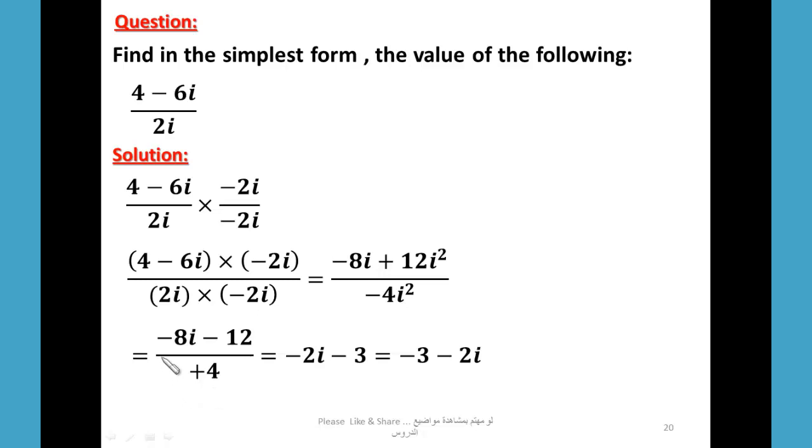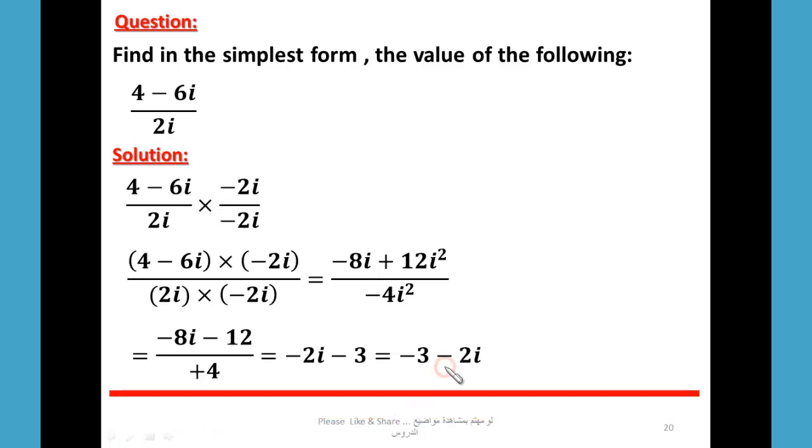And we divide. Negative 8i over 4 is negative 2i. Negative 12 over 4 equals negative 3. And we arrange it: negative 3 minus 2i. Always you can make sure that you have the right solution by using a calculator. You can turn the mode of the calculator to complex number and write 4 minus 6i over 2i. Press equal, and you will get this solution.